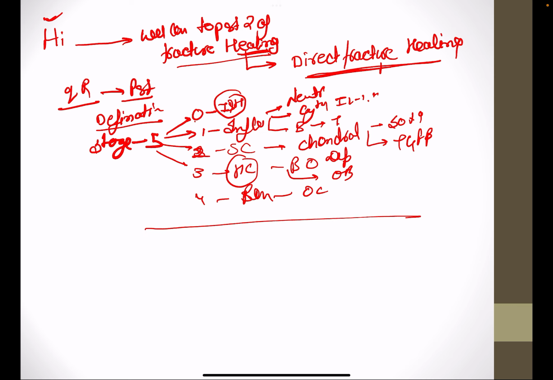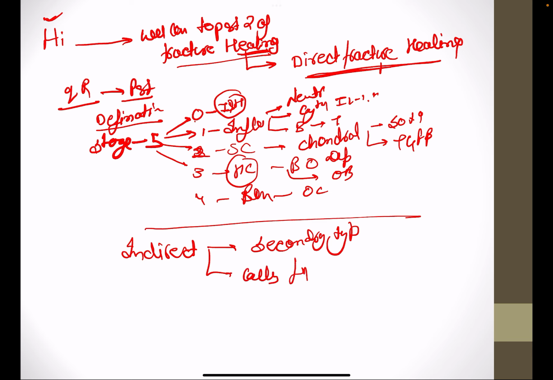Then the discussion was roaming around indirect fracture healing. Indirect fracture healing is also called a secondary type of fracture healing. It occurs with callus formation. It goes through all the stages and occurs in relative stability. And it is biomechanically superior.